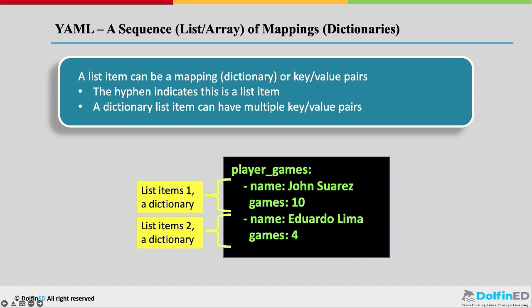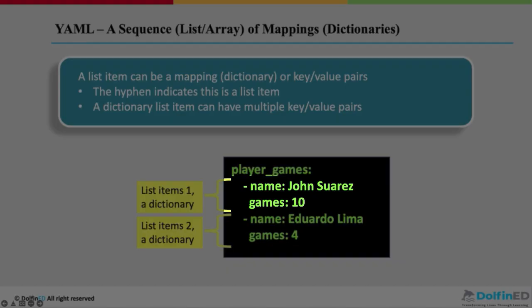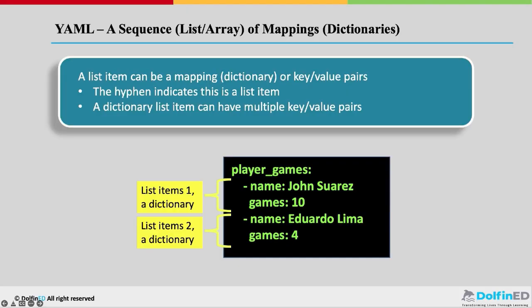You can do player games and don't assign any values here after the colon. And then I'm going to have the first list item, which is going to be a dictionary. It's going to say name and then colon and then a space, John Suarez, the first player. In the next line, I'm not going to put any hyphens, so it's not a new list item. This is going to be games and the number of games that this player played. So I have a dictionary of 2 key value pairs that are now represented as one list item. And order is important when you're dealing with lists. The item of the list is a dictionary.